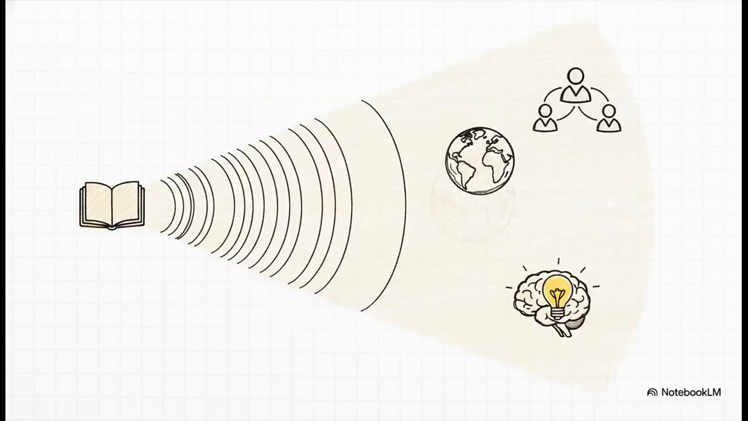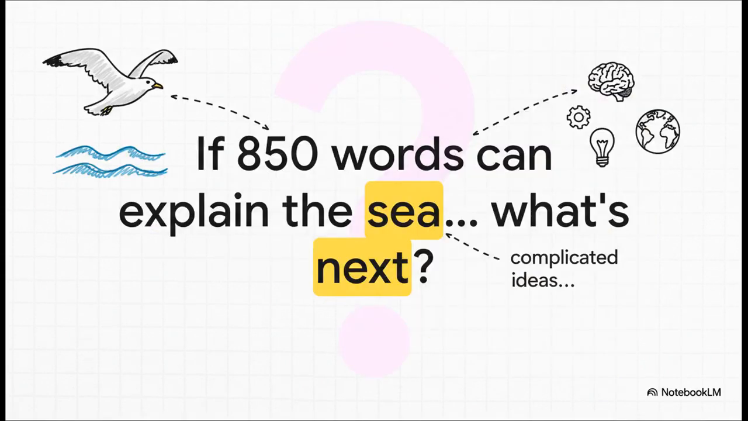Just stop and think about that for a second. We just uncovered a whole philosophy about global communication, not from some dense, complicated textbook, but from looking at a single, simple dictionary entry. It really proves that sometimes the most powerful ideas are actually the simplest ones. So that kind of leaves us with one final thought, doesn't it? If a core set of just 850 words is powerful enough to explain the entire natural world, from a seagull to the sea itself, just imagine, what other huge, complicated ideas could we finally make clear for everyone if we all just started with the basics?